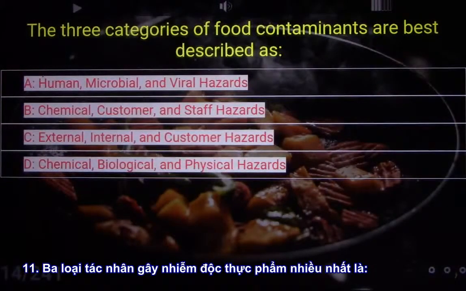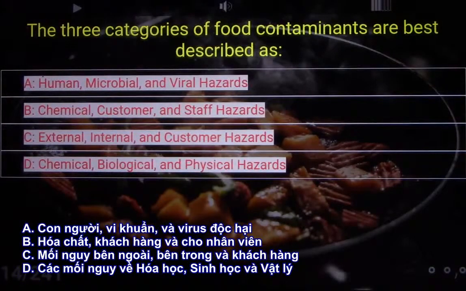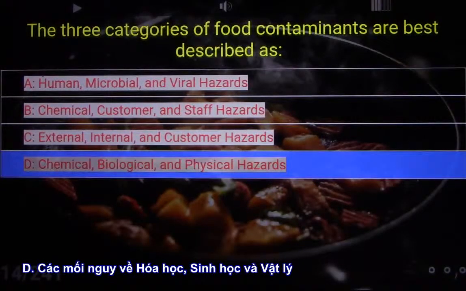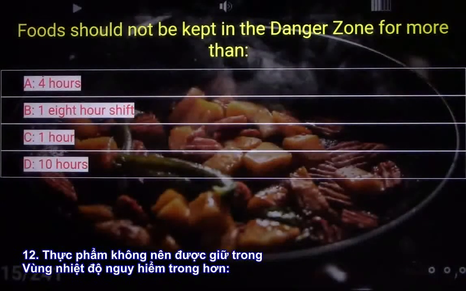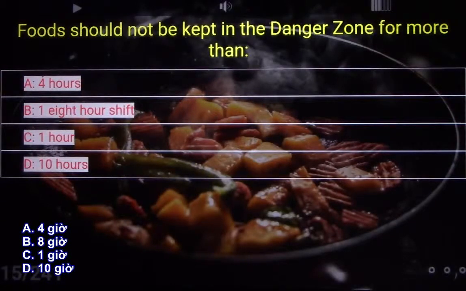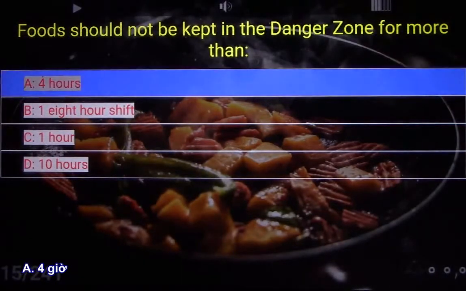The three categories of food contaminants are best described as D. Chemical, biological, and physical hazards. Foods should not be kept in the danger zone for more than A. 4 hours.